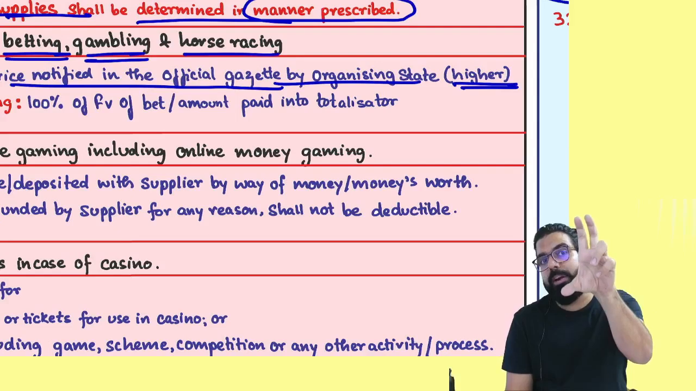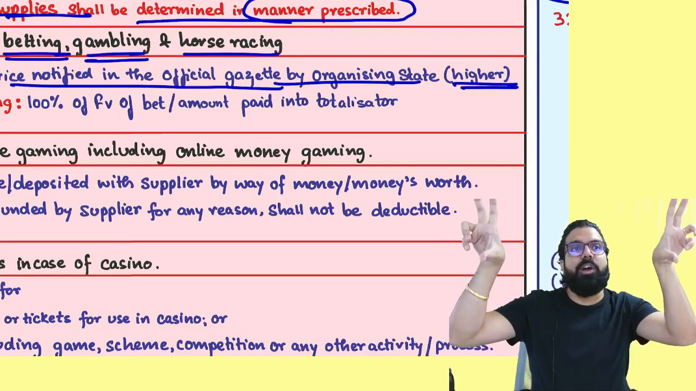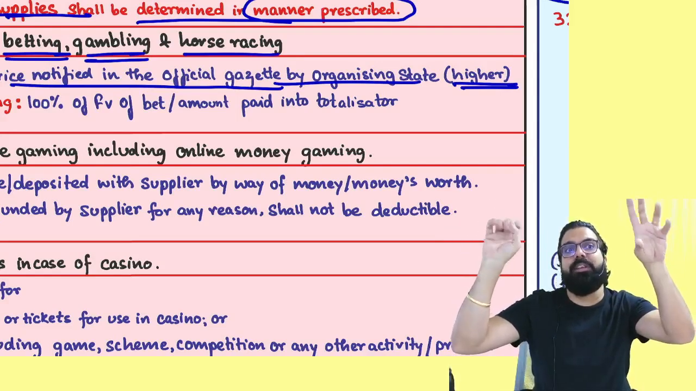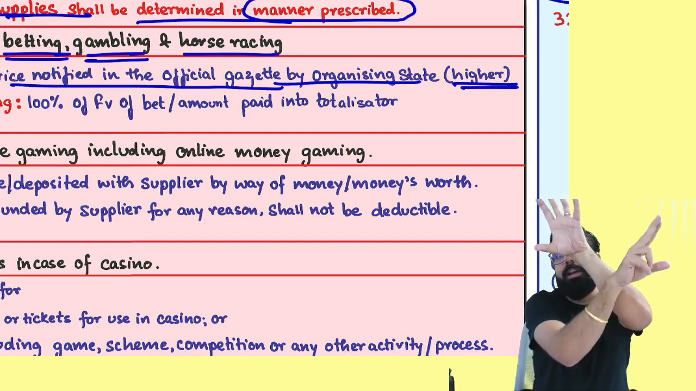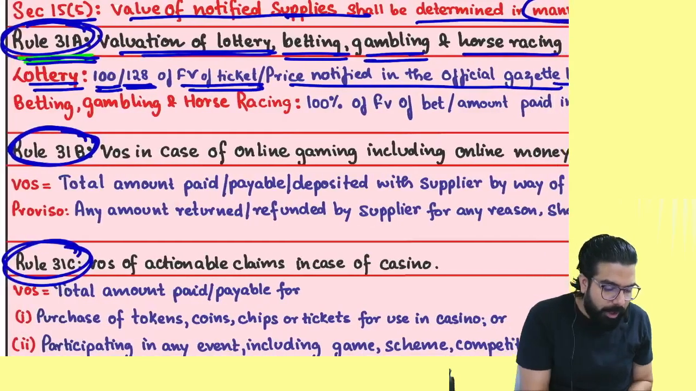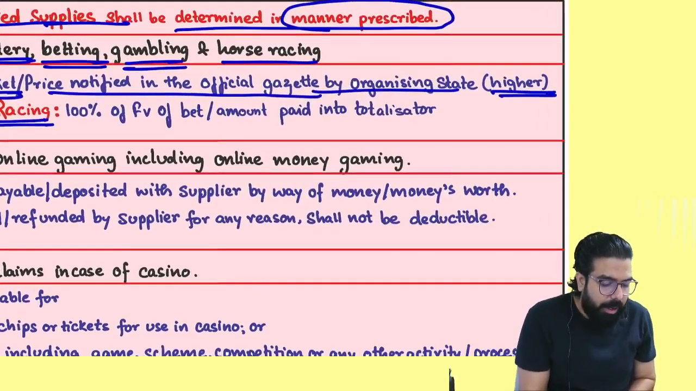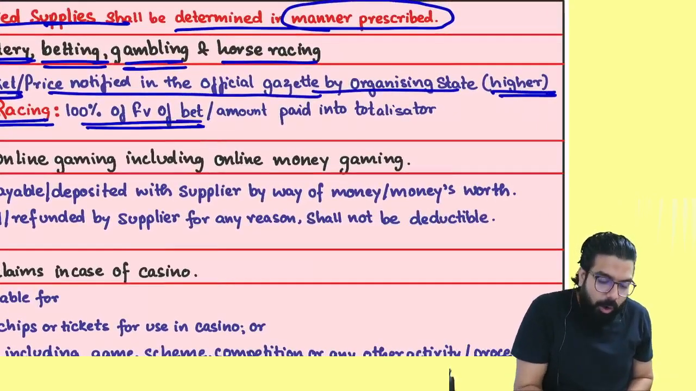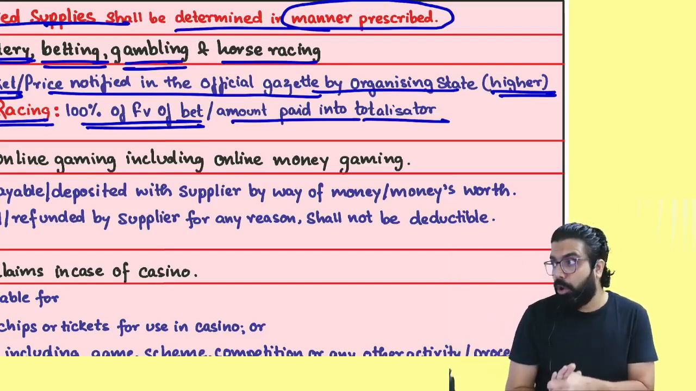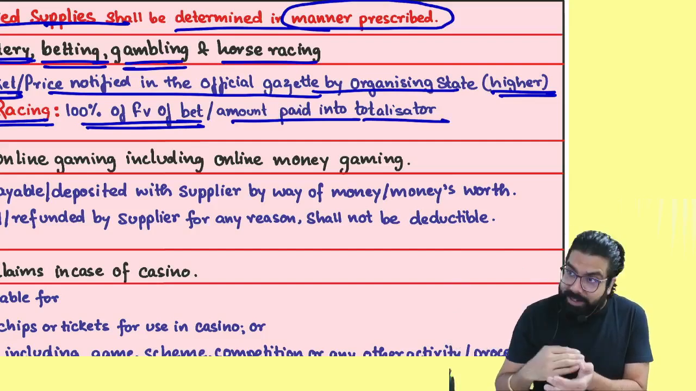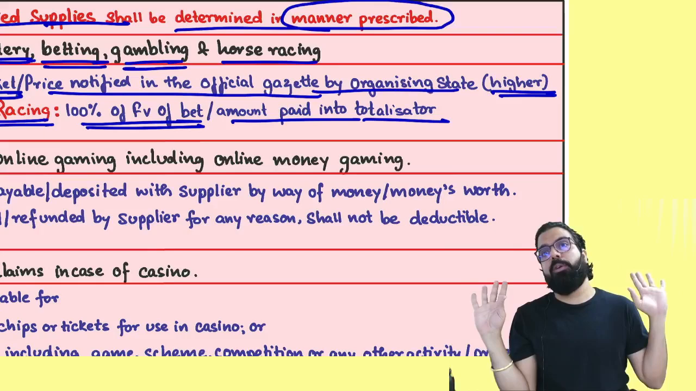So if a lottery is sold for 100 rupees, remember face value is supposedly 100. Price notified in the official gazette is 120. 100 or 120, whichever is higher, divided by 128 into 100 will give you the value. Next, sir, betting, gambling and horse racing, always remember 100% of the face value of the bet or the amount paid into the totalizer machine. So if you are betting on a horse race, the amount which you paid me, that is the value of my supply. You paid me 1 lakh rupees for betting. My value of supply will be 1 lakh rupees. Next.